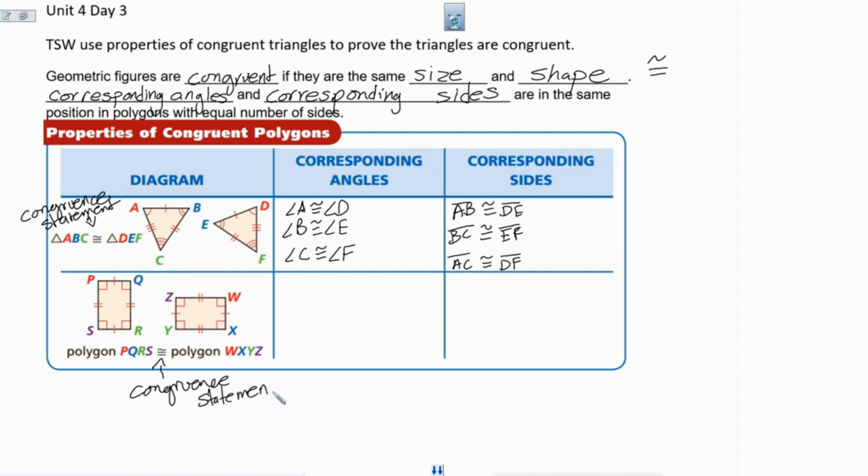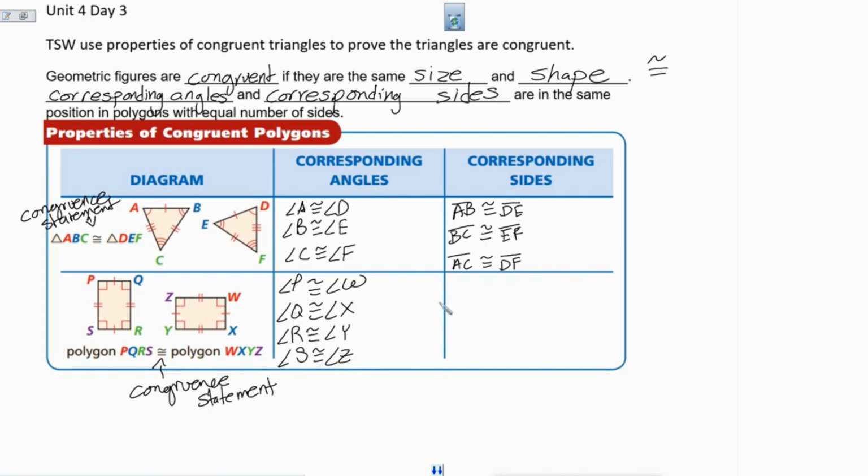Now on this one, I'm not going to use the figure because we have too many things that are congruent. I'm going to use the names. Angle P is congruent to angle W. Those are both the first letters in the names. Angle Q is congruent to angle X. Those are both the second letters in the names. Angle R is congruent to angle Y. Those are both the third letters in the names. And angle S is congruent to angle Z because those are both the fourth letters in the names.